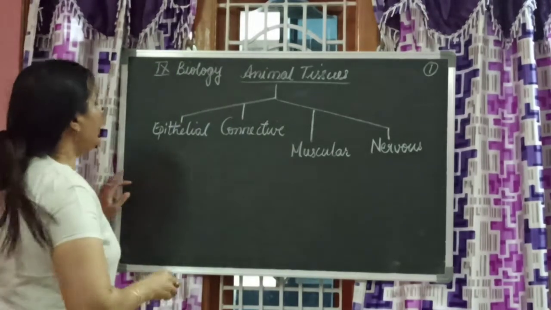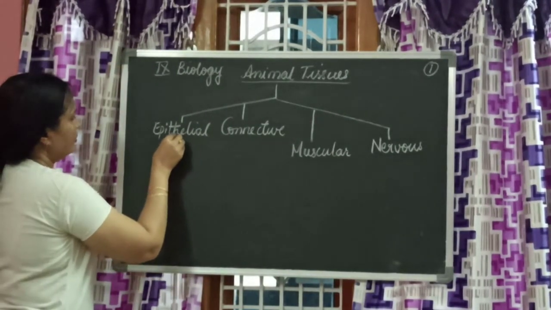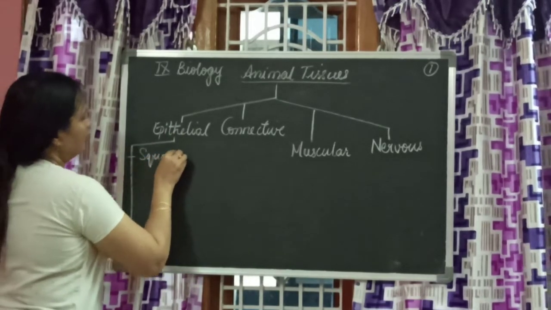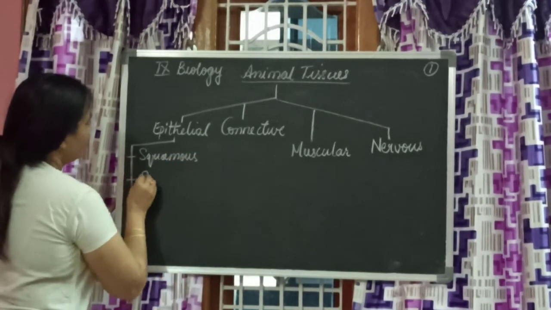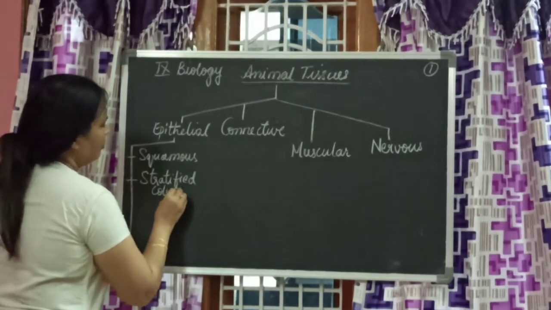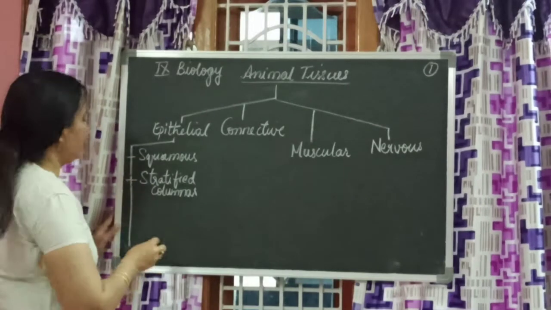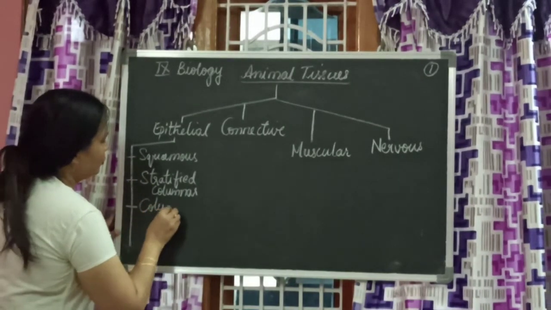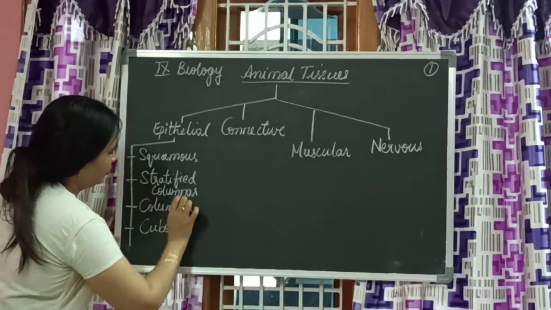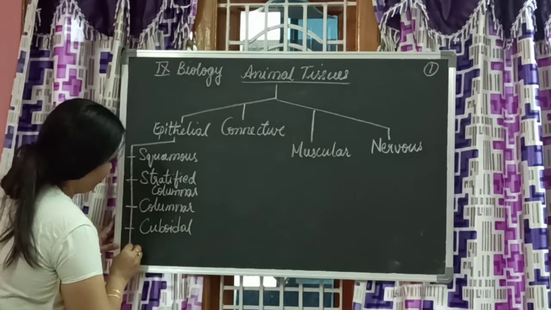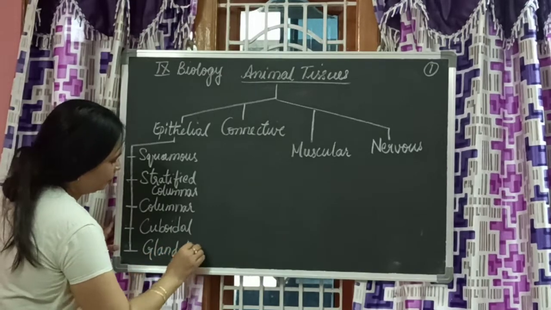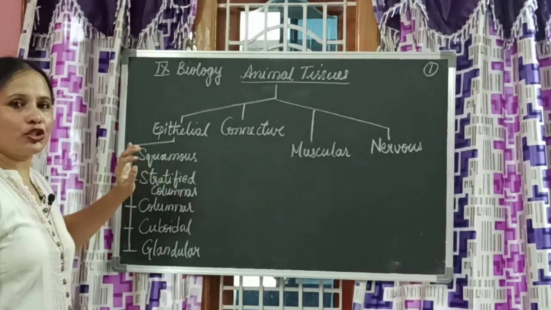Epithelial tissue. How many types of epithelial tissues are there? Let us see. You have squamous epithelial tissue, stratified columnar epithelial tissue, columnar tissue, cuboidal epithelial tissue, and then glandular epithelial tissue. Now let us see how many types of epithelial tissues are there.